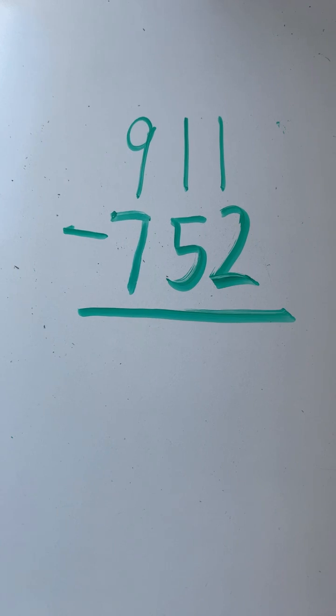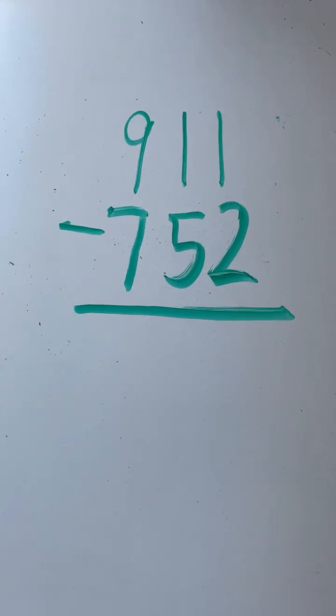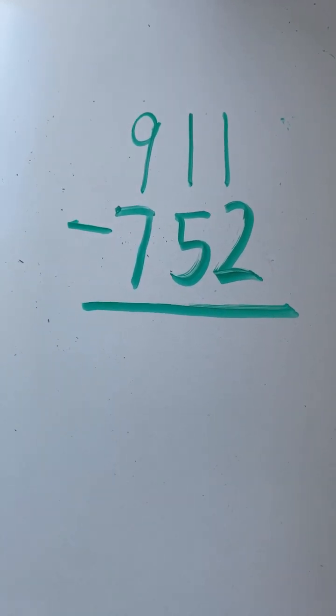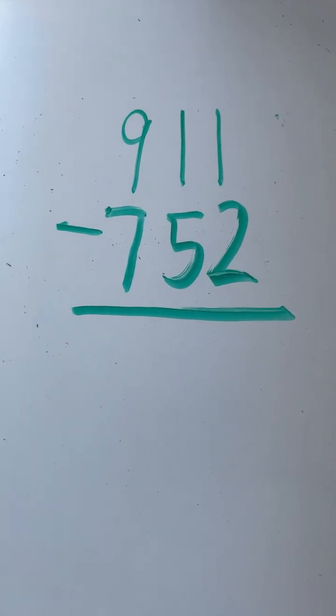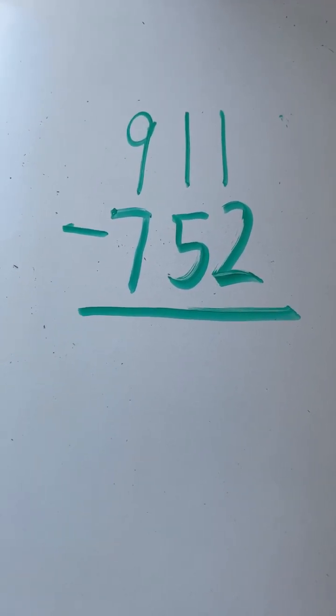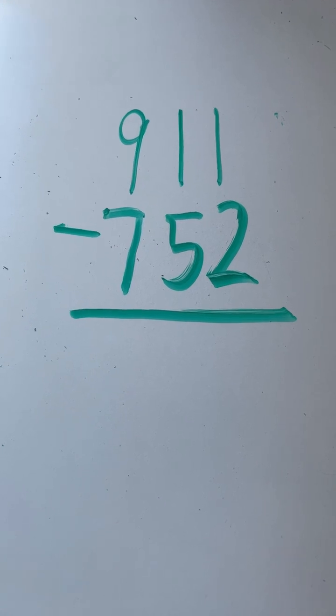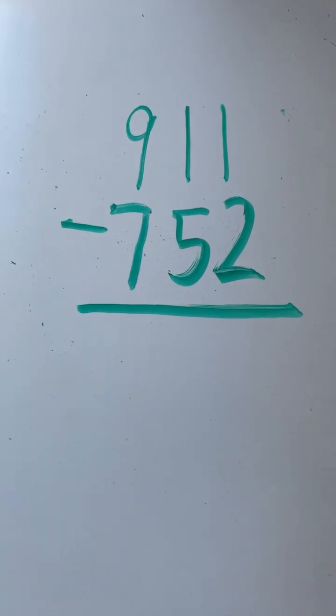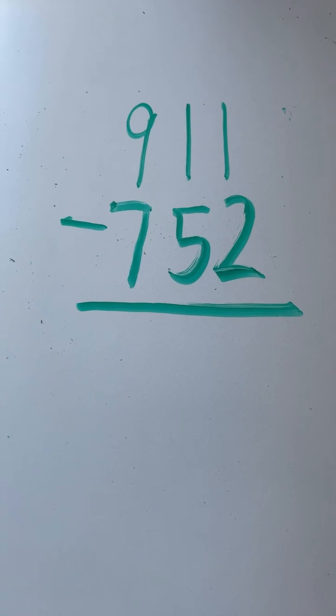Now I'm going to do a subtraction. Solve one problem in each of the four operations. So this is a subtraction problem. 911 minus 752. So step one, we see if regrouping is needed. In subtraction, we regroup whenever a bottom digit is bigger than a top digit.